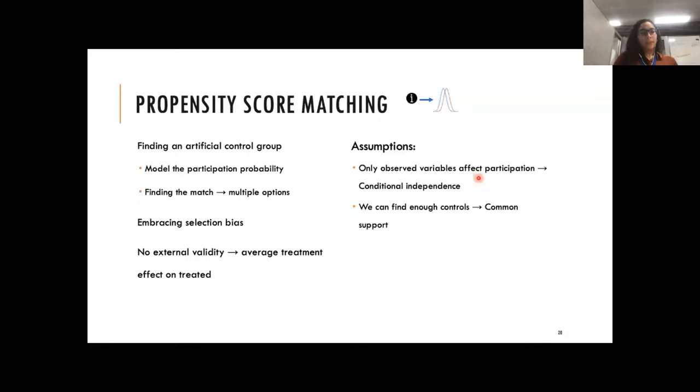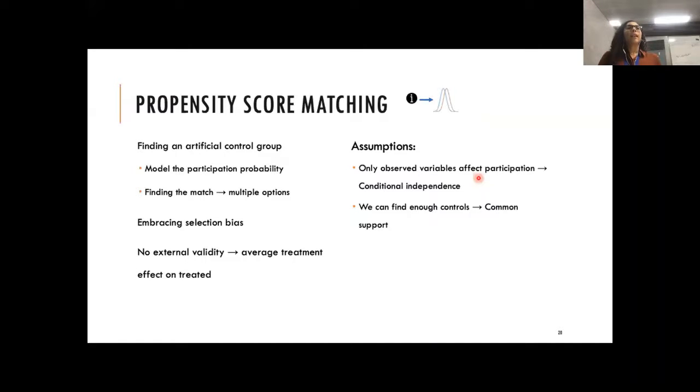There are two key assumptions here. The first one is called conditional independence, and it basically means that the only reason why my participants are assigned to the treatment group and not to the control group are those variables that I said model the probability of participation.